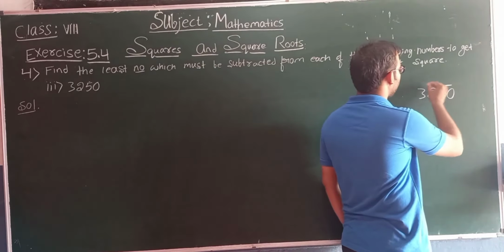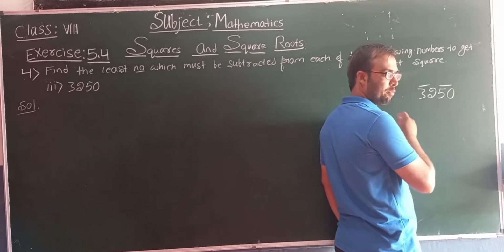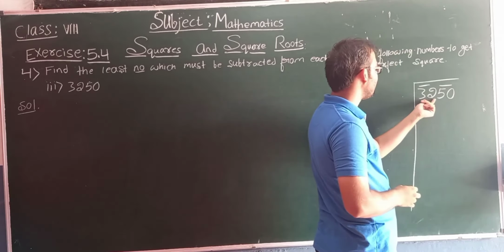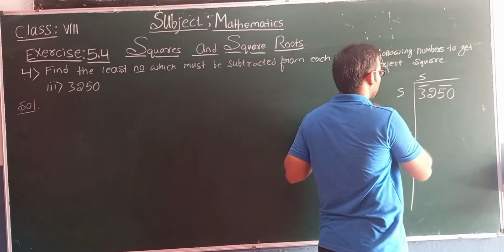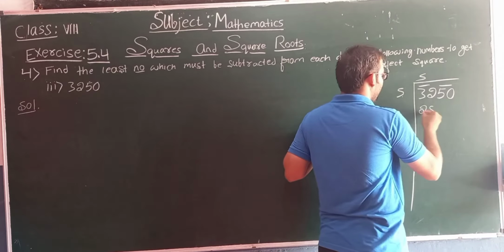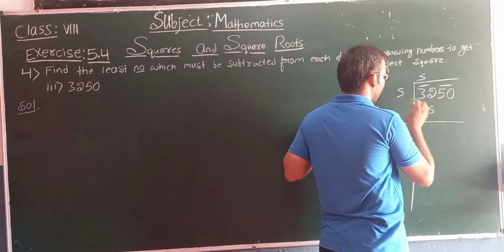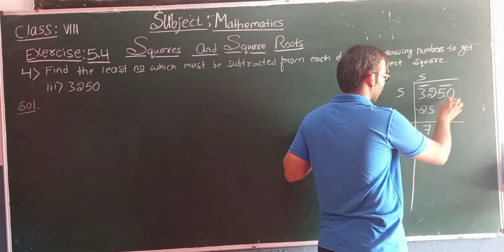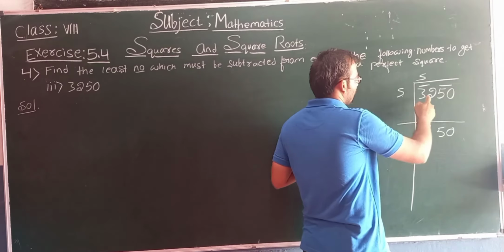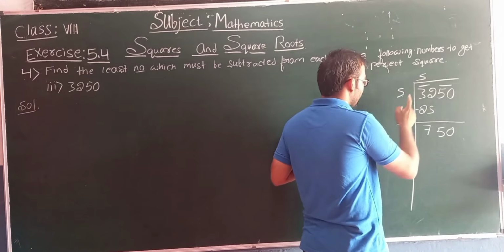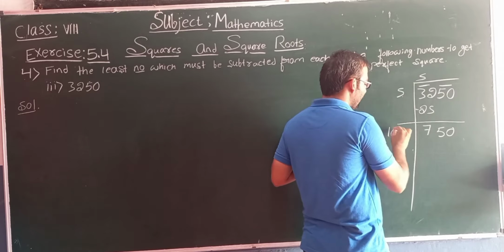Now start pairing. Okay, so we have paired the numbers. Now students, you need to consider this part. So this will be the dividend. Now 5 5s are 25. Okay, so 32 minus 25 is 7. So bring down these two numbers. Now we need to double the quotient. Okay, so yes, the quotient is 5. So when we double it, we are getting 10.